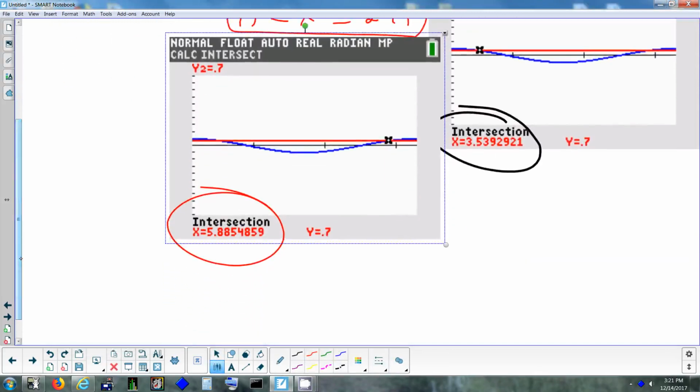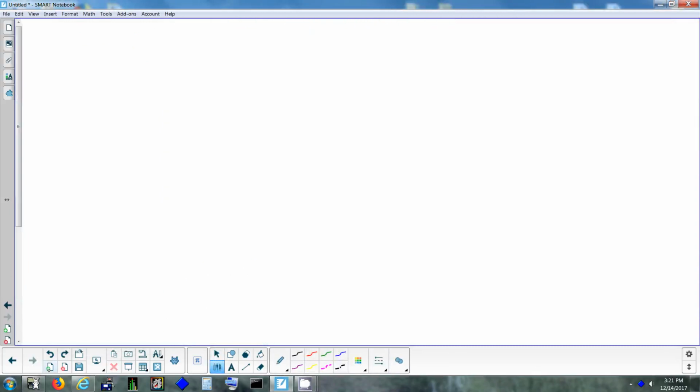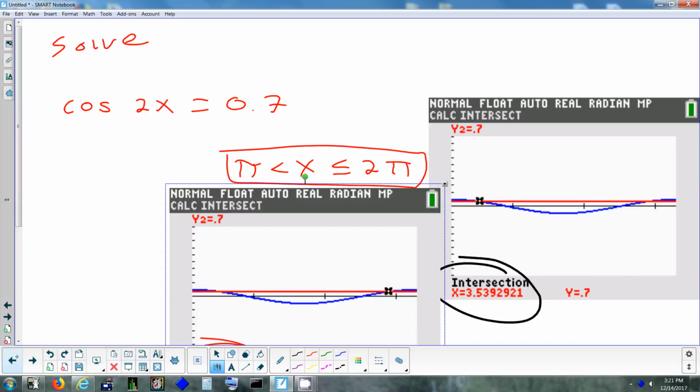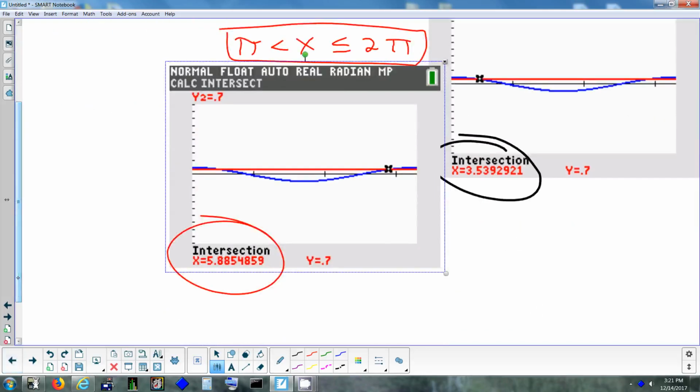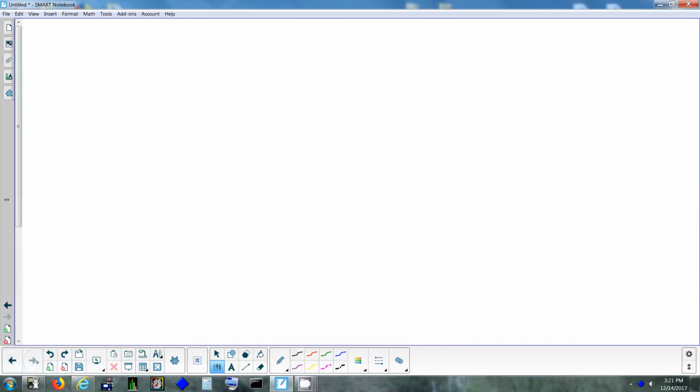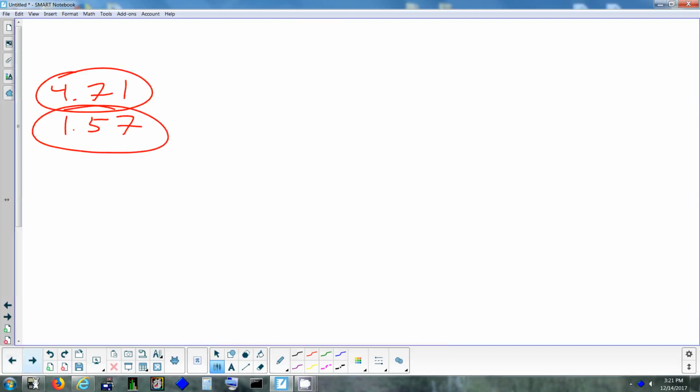Any questions on that? All right, now what if you had a problem, let's say you did the whole problem out, you calculated the intersects, and for what you circled there, you got these two numbers: 4.71 and 1.57. And on the test, I gave you choices of pi and 2 pi. That's the correct answer.